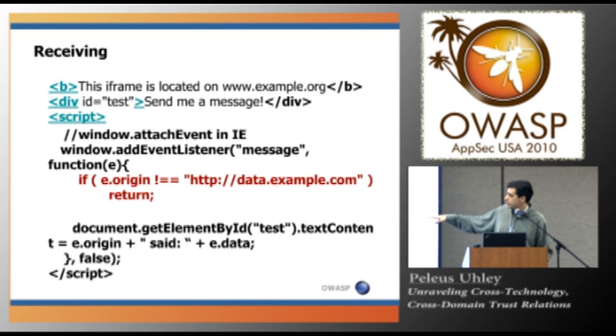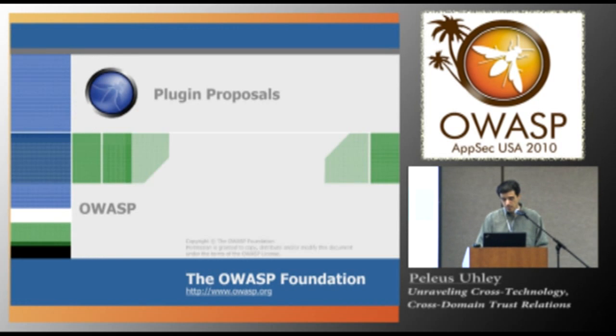So if it doesn't come in from a domain that you trust, you can just go ahead and return and ignore the message. Otherwise, you can go ahead and get the message which was passed across between the two frames. So those are the two newer cross-domain models that have been introduced in HTML5.